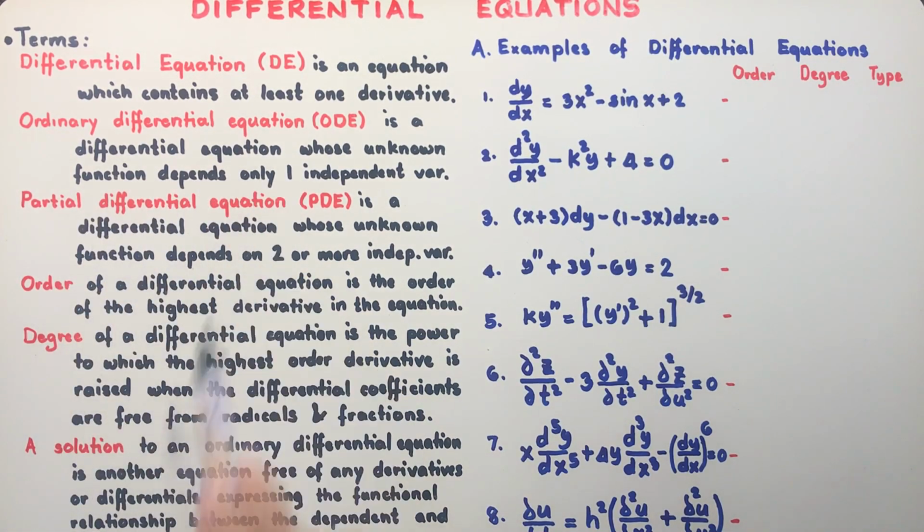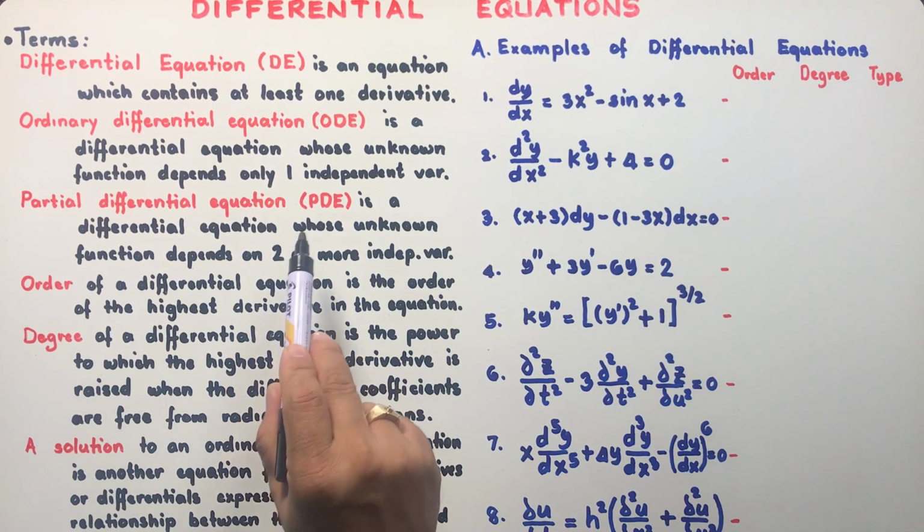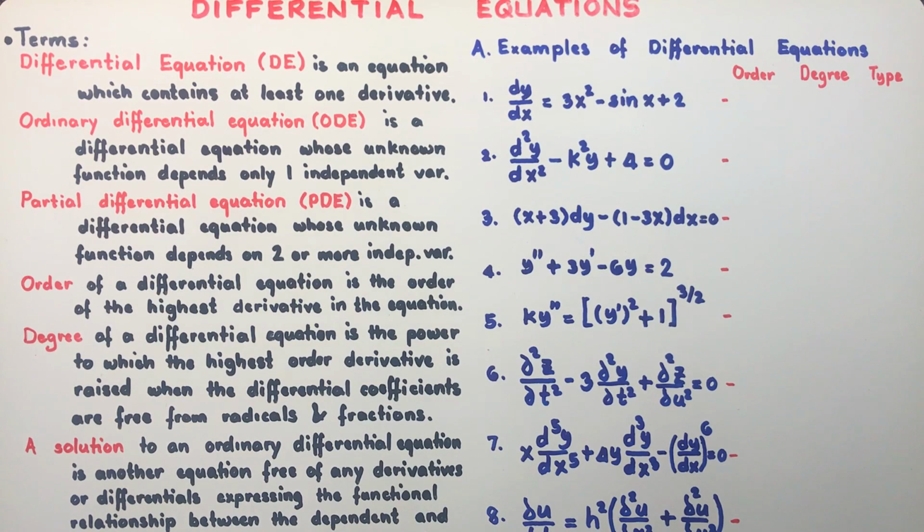The ordinary differential equation, which is called in short as ODE, is a differential equation whose unknown function depends only on one independent variable, while the partial differential equation is a differential equation whose unknown function depends on two or more independent variables. Now, this partial differential equation is most commonly referred to as the PDE.